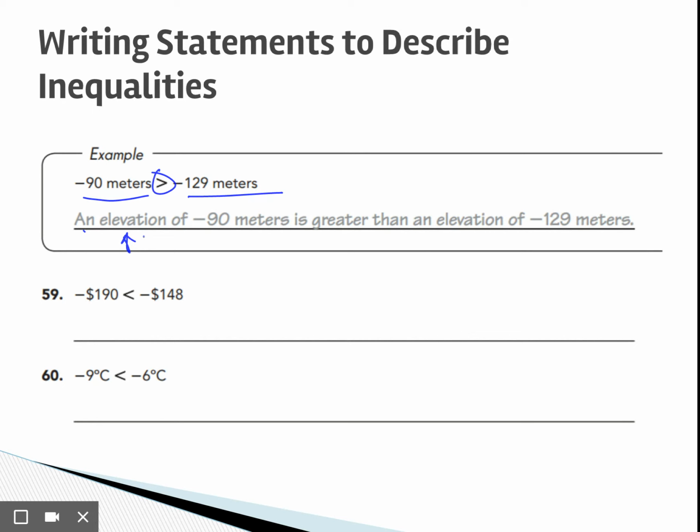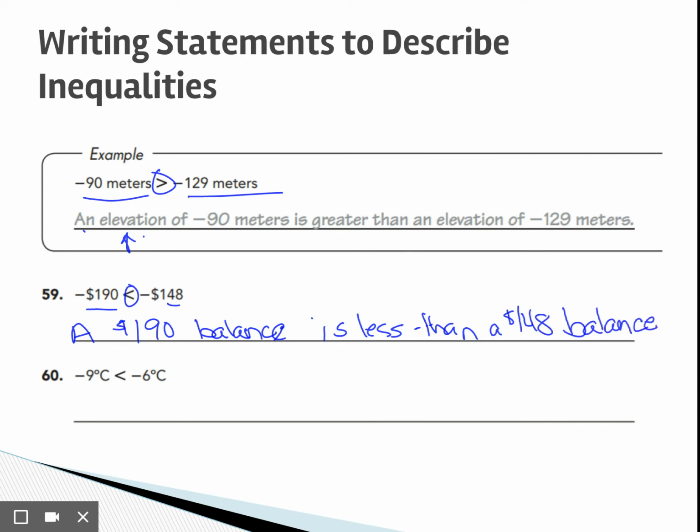So we have here negative $190 is less than negative $148. Then you can just write what you said. Negative $190 balance. Again, that makes sense. We're talking about money, a bank account, the balance in a bank account. So a negative $190 balance is less than a negative $148 balance. And trying to give it some context, have something that makes sense.